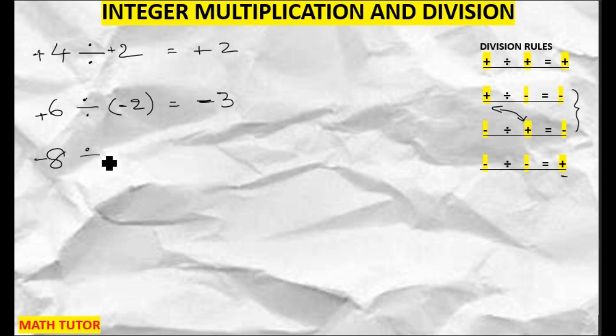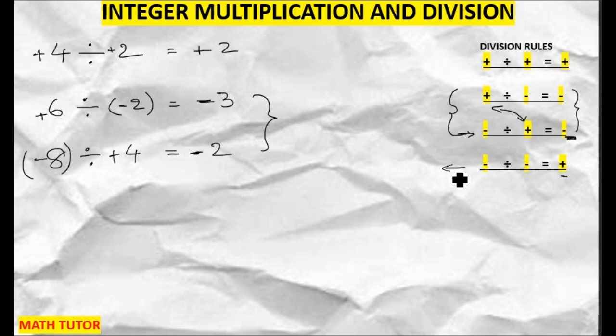Minus 8 divided by 4. Here we have a negative sign and there's a positive sign. If you are dividing, then the answer will have a negative sign, and 8 by 4 means 2. So if you look at these two examples, when you are doing division, if any one integer has a negative sign, the answer will always have a negative sign. Understood? The same thing is given in the rules also.